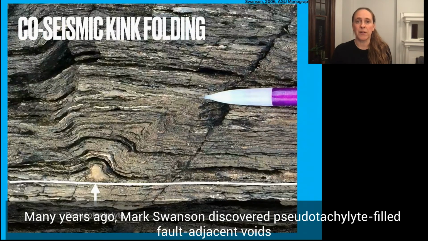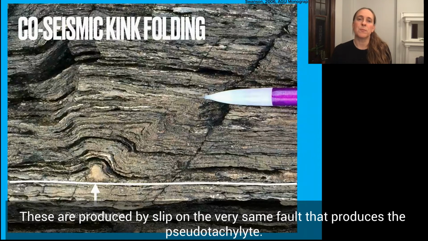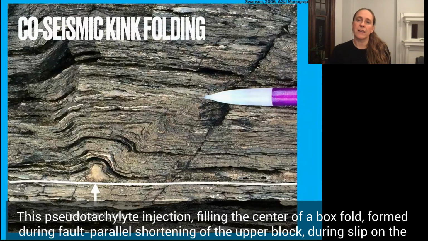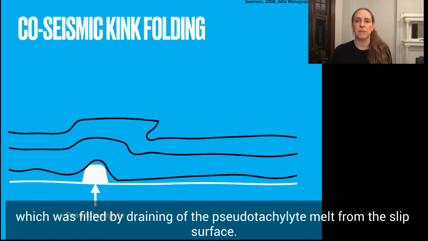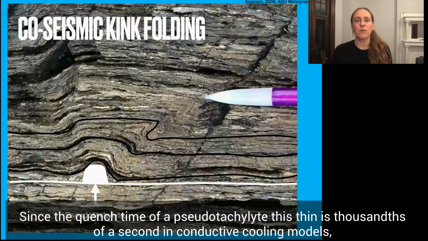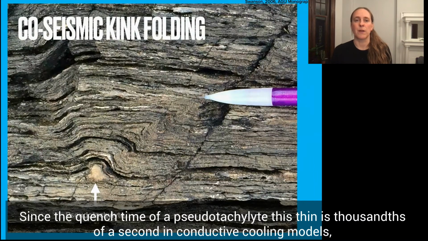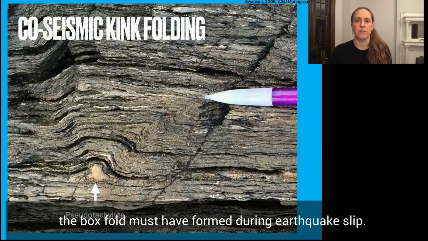Many years ago, Mark Swanson discovered pseudotachylite-filled fault-adjacent voids. These are produced by slip on the very same fault that produces the pseudotachylite. The pseudotachylite injection fills the center of a box fold formed during fault parallel shortening of the upper block during slip on the white fault. The mylonite fabric kinked to produce a void in the core of the box fold, which was filled by draining of pseudotachylite melt from the slip surface. Since the quench time of pseudotachylite this thin is thousandths of a second in conductive cooling models, the box fold must have formed during earthquake slip.